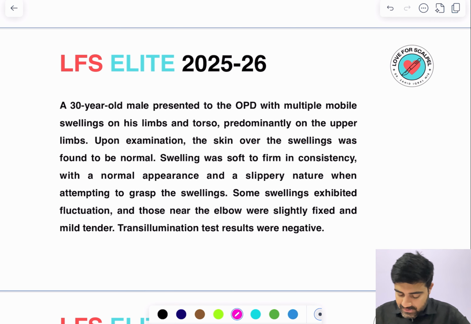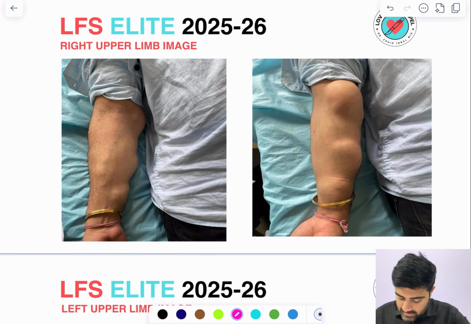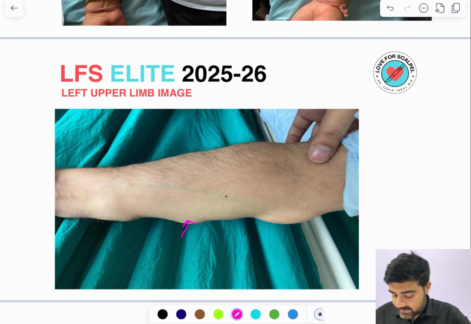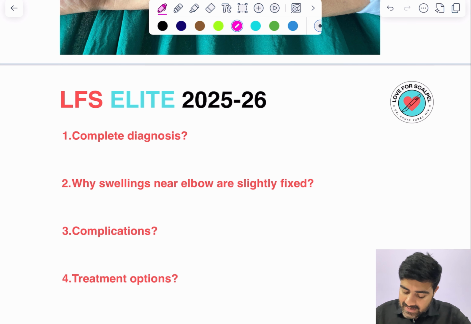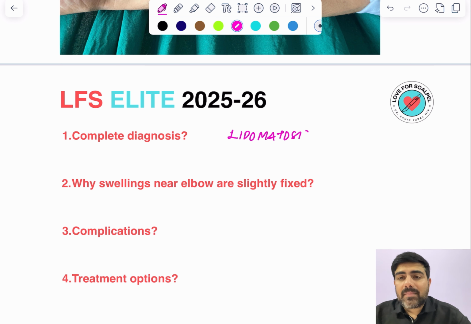Now coming to that case, we have many swellings here in the right upper limb. They said there was pain in the swelling, and one swelling over the elbow was slightly fixed. Then we have these swellings, and again in this image you can see these swellings. Then the complete diagnosis is lipomatosis. Some of the swellings were painful, so you can say this is Dercum disease, or you can say lipomatosis.